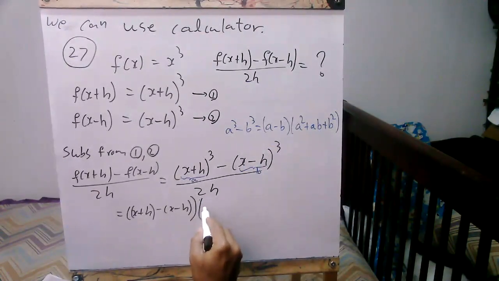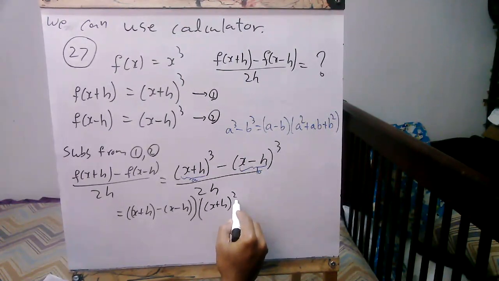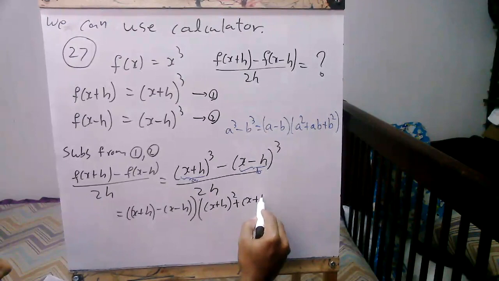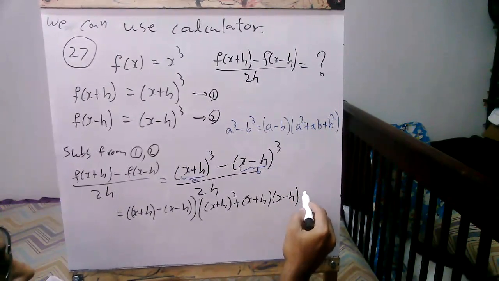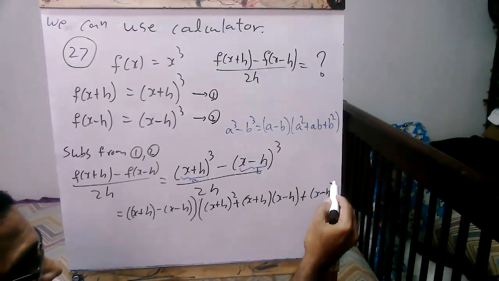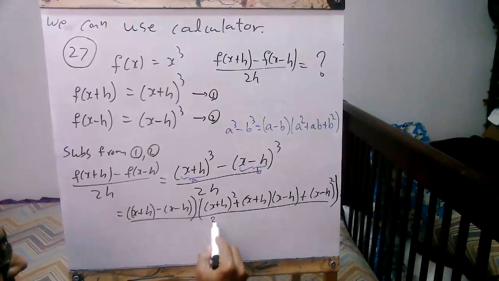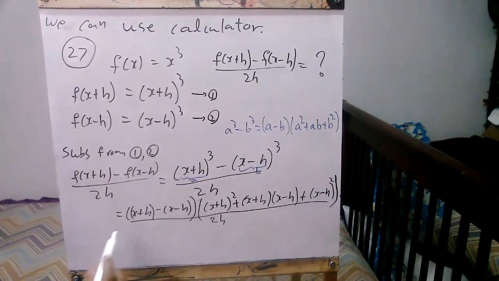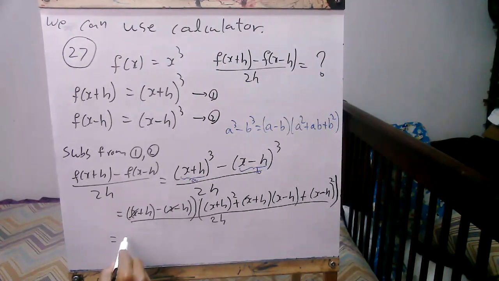Second one, a squared is x plus h squared, plus ab, x plus h times x minus h, plus b squared, x minus h squared, whole thing divided by 2h, is equal to, x and x cancel out here, x minus x, h minus minus h means h plus h is 2h.